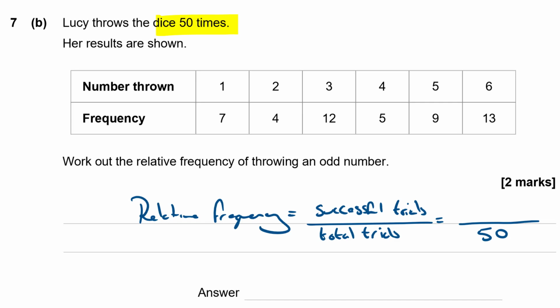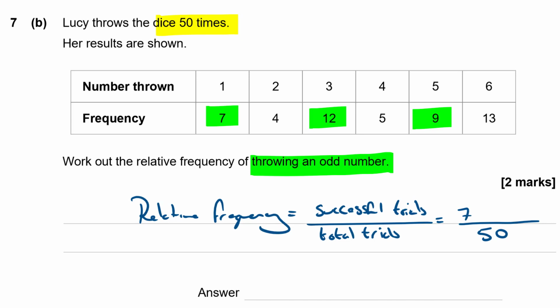Well, in this case, success is throwing an odd number, of which there were 7 ones, 12 threes, and 9 fives. So adding those 3 numbers together, 7 plus 12 plus 9, which is 28. So that is 28 out of 50.